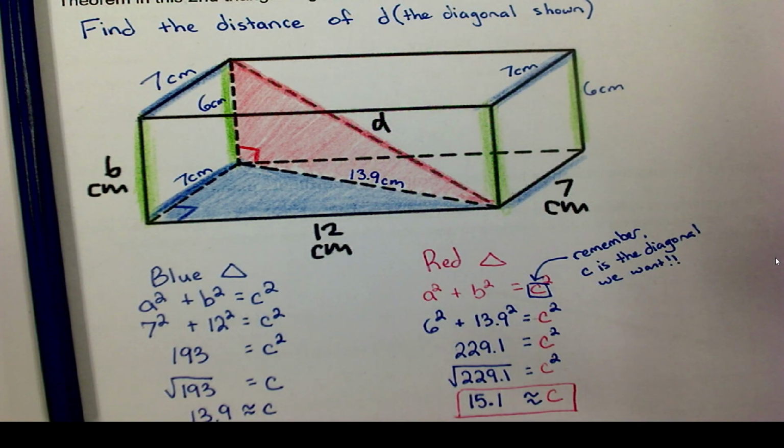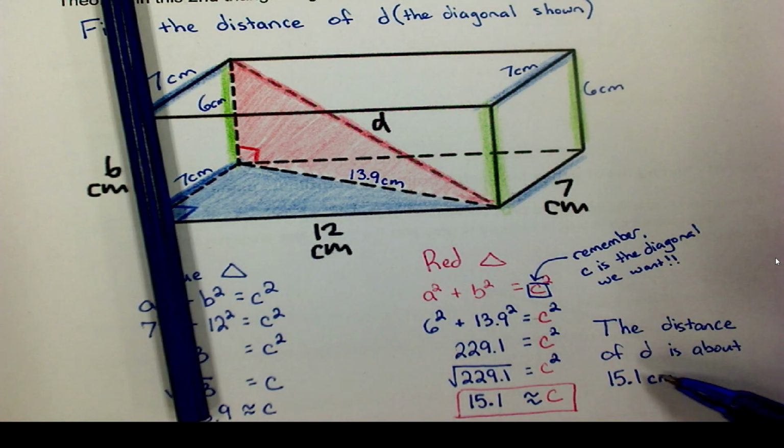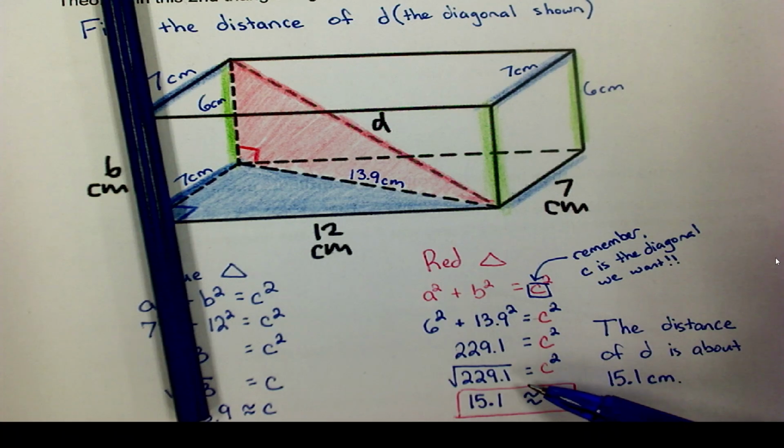So let's just do a restatement. The distance of D is about, because again we rounded, 15.1 centimeters. If you wanted to be precise, find the square root of 229.1, and that would be the exact amount, but we're having to round.